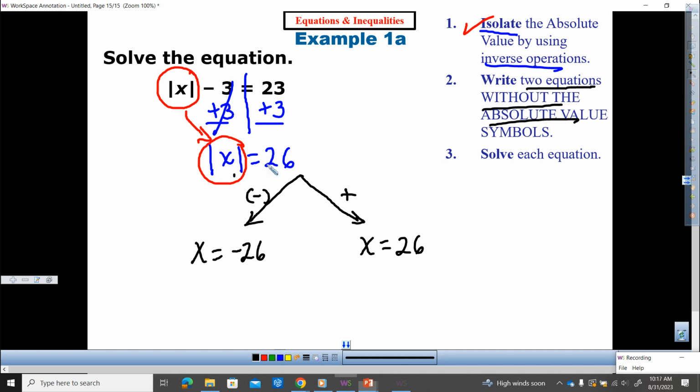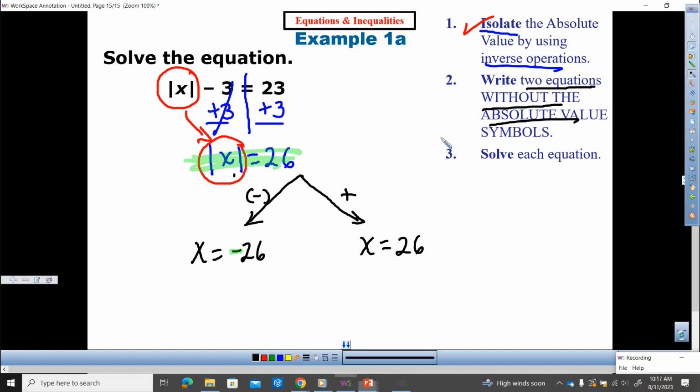So if you notice, I rewrote this. Let me highlight it so you guys can see it. I rewrote this twice without absolute values, but one what? Negative, and the other one positive. Did we solve? Can we solve anything else? No, we're done. That one's already solved.